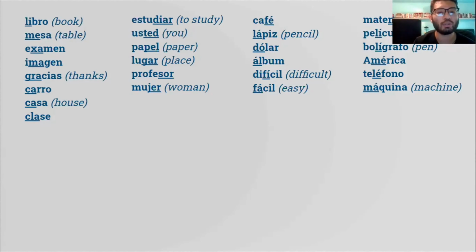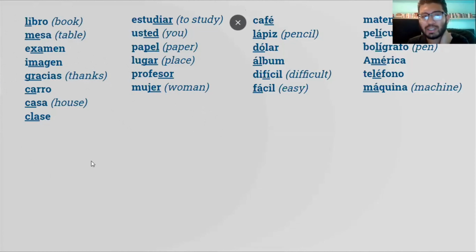So most words will fall in one of these two categories. That is, usually it would be this first column, where the emphasis is on the second to last syllable, but the word ends on N, S, or a vowel, and therefore it doesn't require for us to write the accent mark.